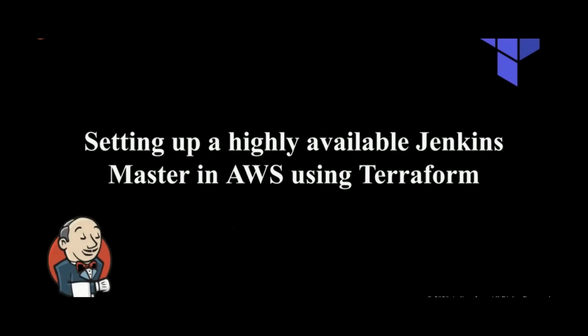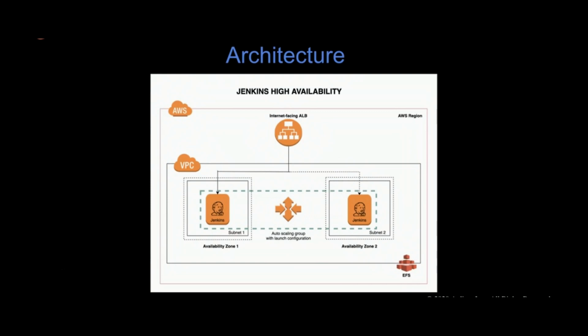In this video, I will demonstrate how to set up a highly available Jenkins master in AWS using Terraform. Let's start by taking a look at the high-level architecture. At minimum, you will need to select an AWS region. This is where you would like to provision your Jenkins master. Ideally, you will want to select a region that's closest to your end users to minimize any latency issues.